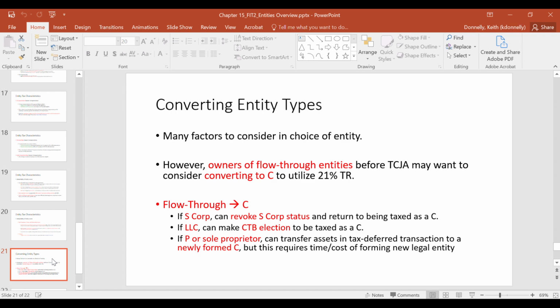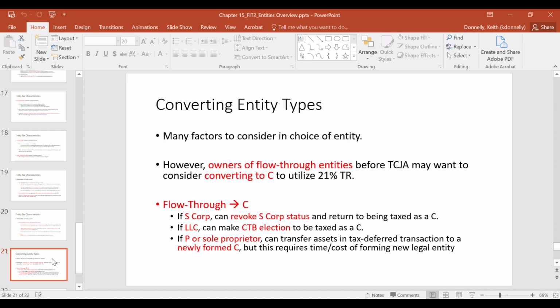Finally here, converting entity types. Remember I said it's facts and circumstances. This is not a one-size-fits-all discussion for we want to be this type of business, we want to be taxed that way. It really depends on the client's scenario and setup. But let's say, for example, why would we want to, if we were a flow-through entity, be taxed as a corporation? We may want to do this to utilize the 21% tax rate for corporations. Maybe that looks like a better deal for us.